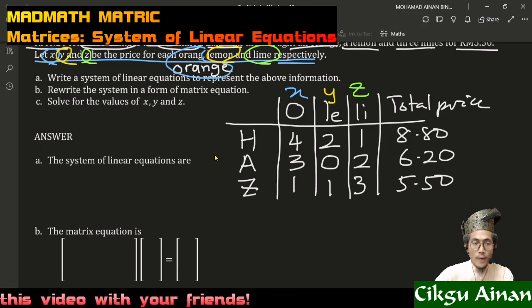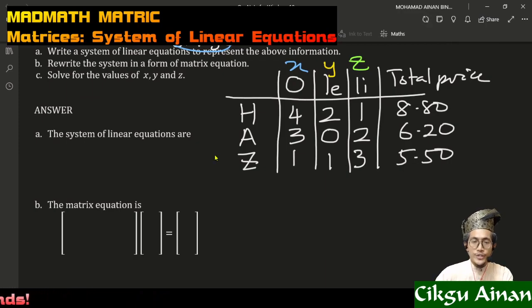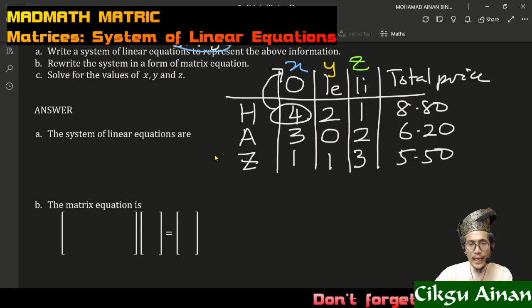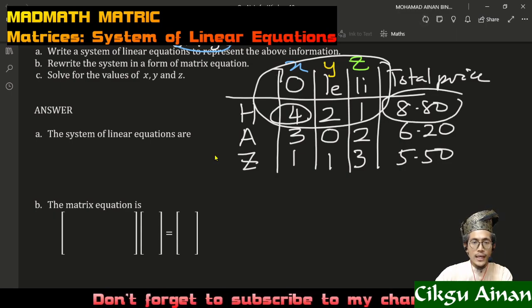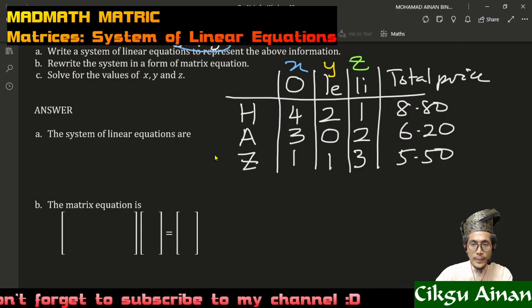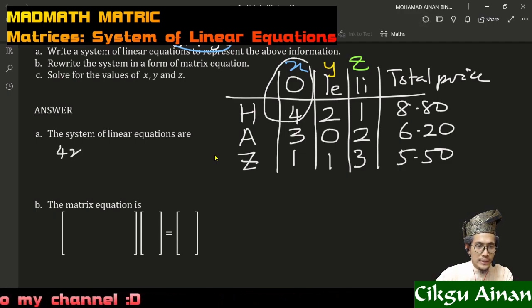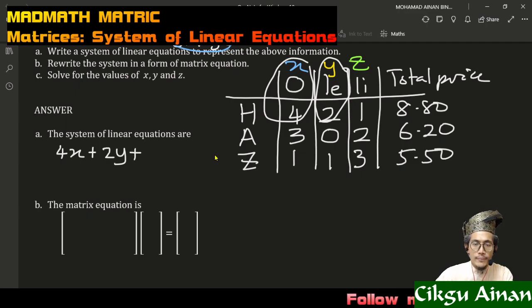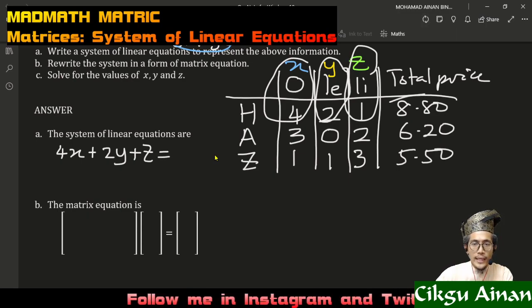So we can form the system of linear equations now. How to do that? Easy. You just multiply this number with the respective variable and then add them together according to the row. It must sum to the number over here. So we do one by one. Maybe you are confused by my explanation. So 4 multiplied by x plus 2 multiplied by y plus, or maybe negative, but plus over here, 1 multiplied by z equals how many? RM8.80.